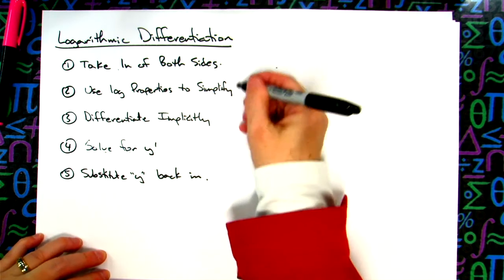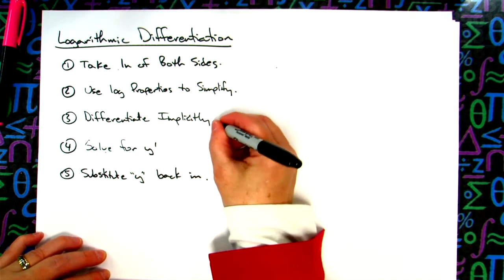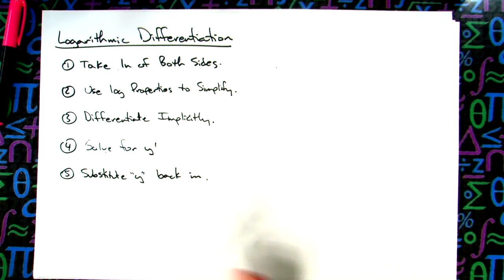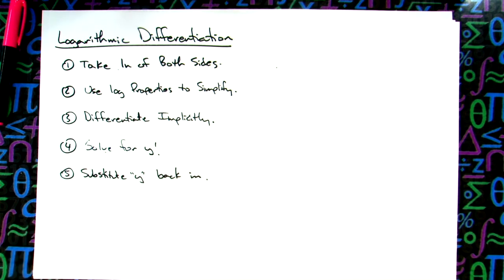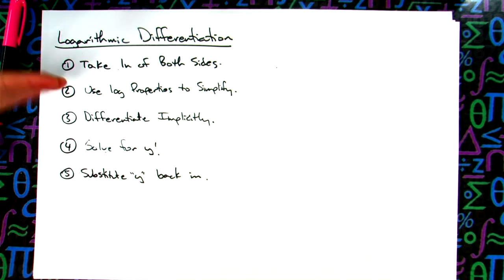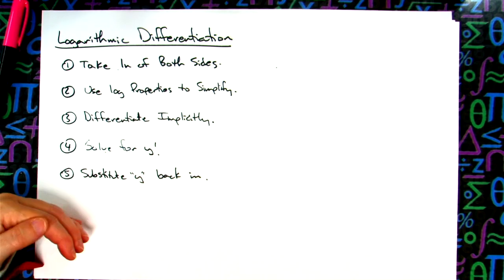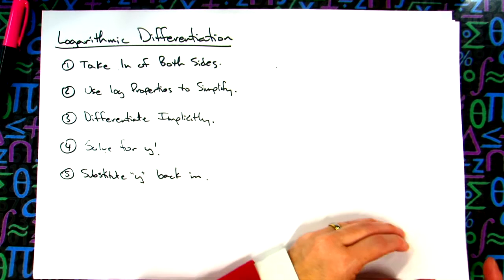Take the log of both sides. Use your log properties to simplify. Take the derivative implicitly using the little formula that I showed you. Solve for y prime, plug y back in. If you go through each one of those steps when you do a logarithmic differentiation problem, you're not going to miss anything, because this tells you exactly what to do. Now, from there, let's take a look at what this is going to be.